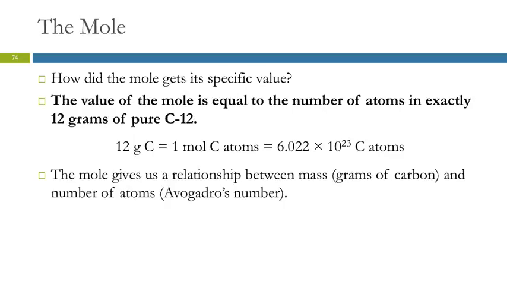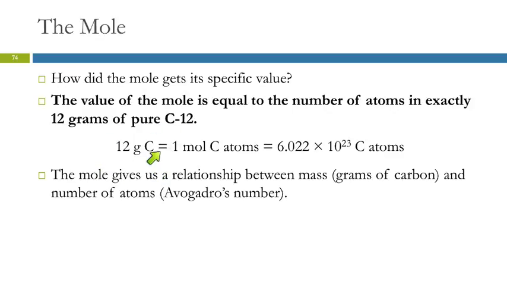Where did the number come from? That's a good question. So remember we talked about how the atomic mass unit was defined as 1/12 the mass of a carbon-12 atom. The value of the mole ties into that as well. The value of the mole is equal to the number of atoms in exactly 12 grams of pure carbon-12.